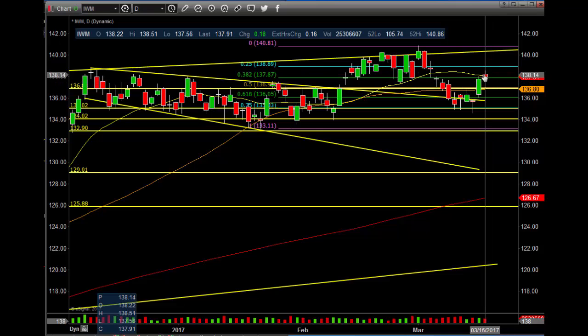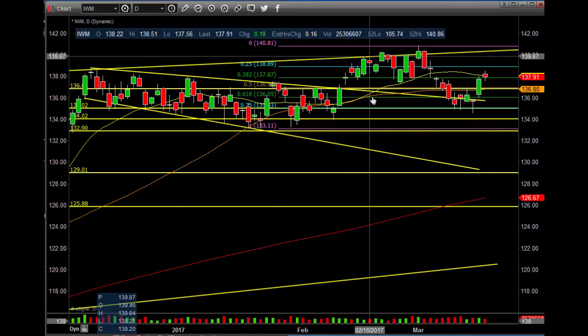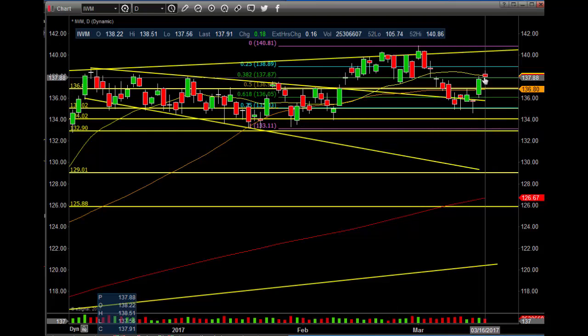IWM, again, trying to get above the 20 MA. It almost did, closed right below it again. But hey, we had a nice two-day move off of a little tail. Did fill the gap the other day. Pulled back a little bit more the other day and right back up again as normal. Buy the dip. It's been working forever, so why not do it now? Again, light volume market. It did try to get back above the 20 MA, came right back in.